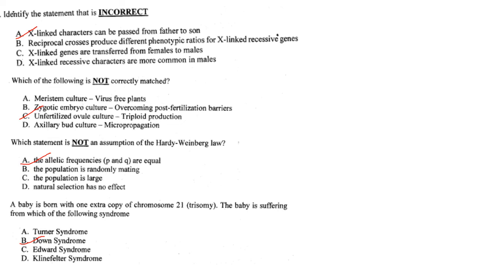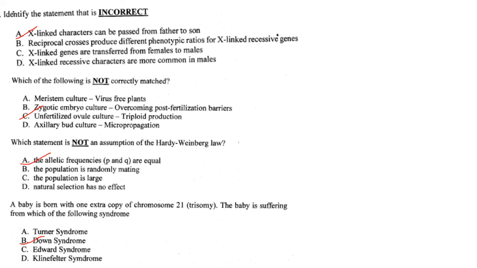Then which statement is not an assumption of the Hardy-Weinberg law? So the allelic frequencies p and q are equal. That itself is not an assumption of the Hardy-Weinberg law, because they are not equal but constant as per the Hardy-Weinberg law. That is, allele frequencies in a population will not change from generation to generation. The population is randomly mating. The population is large. Natural selection has no effect. So the answer is option A.